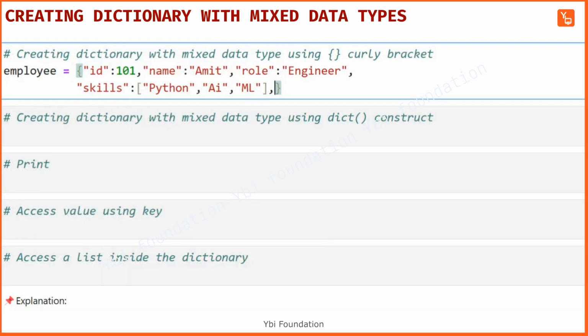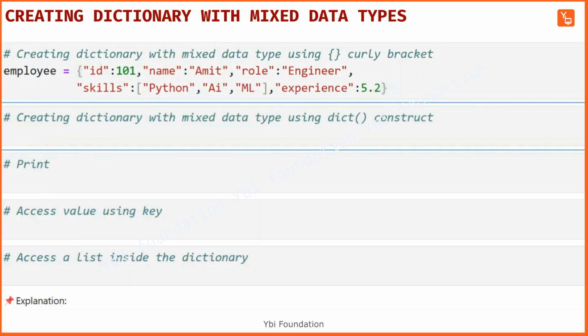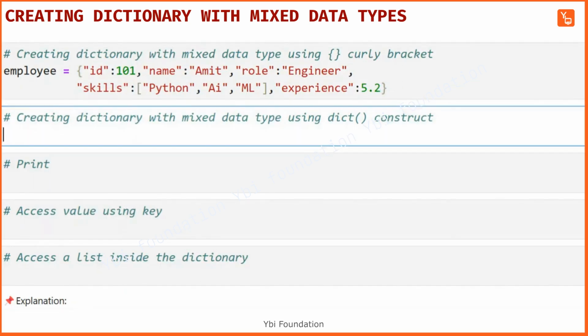After skills, we will store the experience of the employee. So the experience of our employee is a float or a decimal, 5.2. So this is how we can create the dictionary of employee.